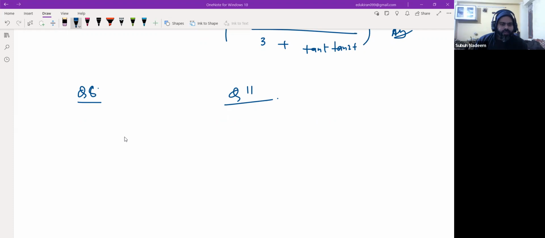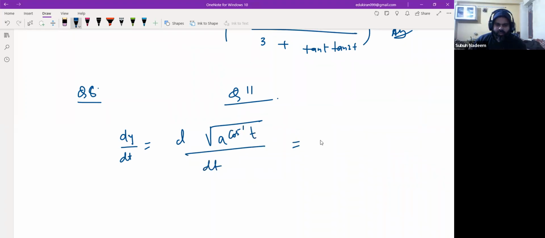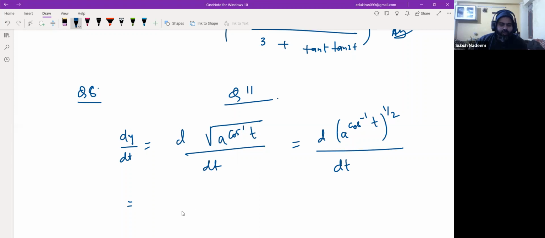So let us talk about dy by dt first. So it is root over a to the power cos inverse t. If you see here, it would be a chain rule because there are three functions, one after the other, which are acting on it. The outermost function is square root. Then another function is a to the power, and then cos inverse. So if you differentiate a square root, you get 1 by 2 a to the power cos inverse t to the power minus 1 by 2, because it will be n minus 1.